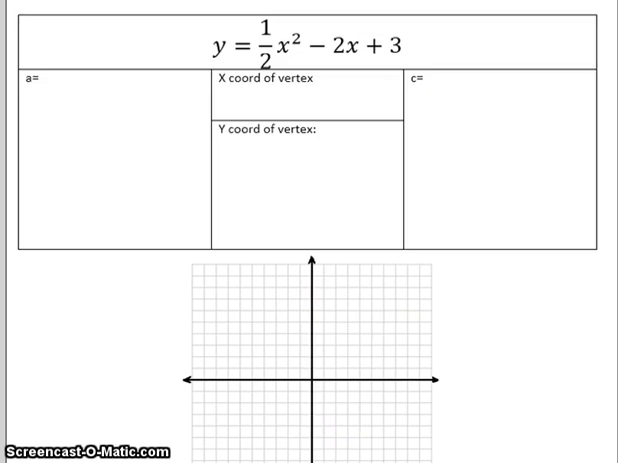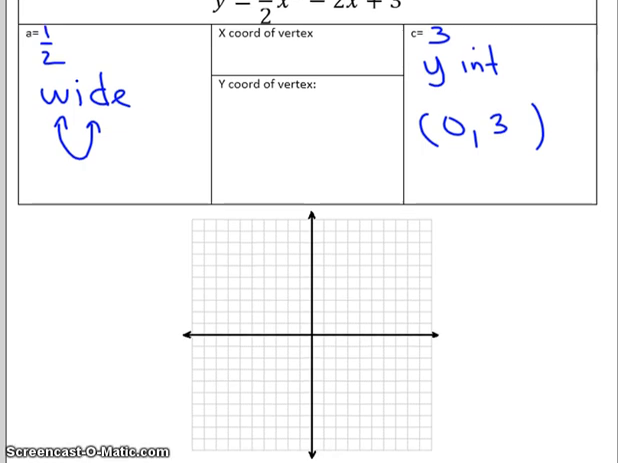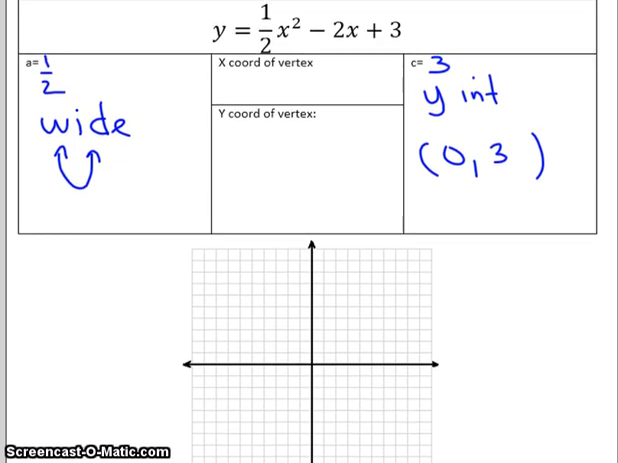All right, for the last example, I have a is equal to 1/2, c is equal to 3, and these two numbers tell us many things. This is going to be a little bit wider than normal. We know that this is going to open up because it's a positive a. The c value tells us the y-intercept. The y-intercept is going to be at 0, 3. And so those are the things that they just hand to us. We've got to do some work to gather the x-coordinate and the y-coordinate of the vertex.